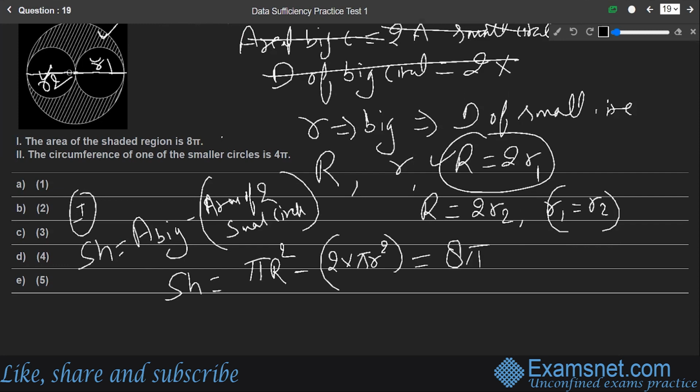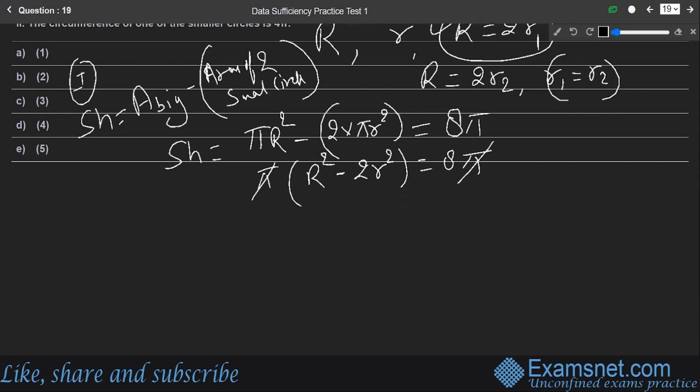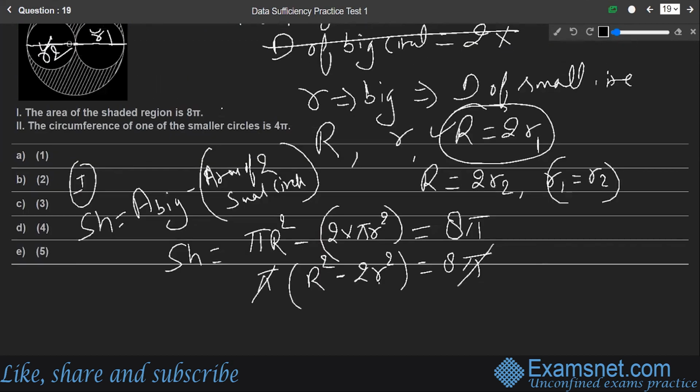So obviously we can take the pi common. If we take the pi common, it becomes r square minus 2 small r square is equal to 8 pi. Pi and pi get cancelled. If we solve it further, r square minus 2r square. Okay, but as we already established that r is equal to twice of r1, so we can write r is equal to twice of small r.